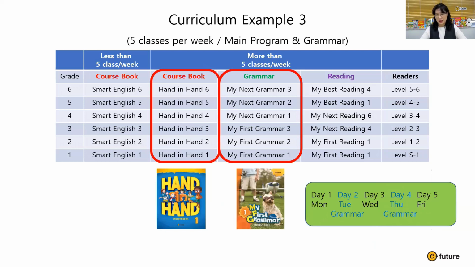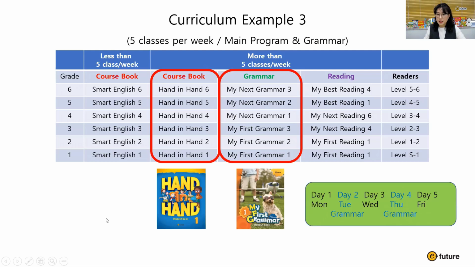5 classes per week, and you want to use the main program together with grammar. You want to focus more on grammar. You think grammar is important as a foundation skill, so you want your students to do more grammar. Of course, the course book provides all 4 skill practice. The course book has speaking, listening, reading, writing, and grammar elements, but if you want to focus more on grammar, maybe you can use them together.